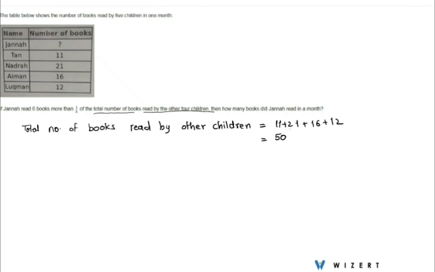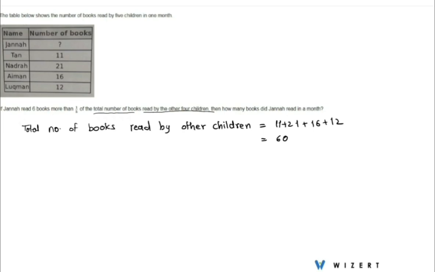No, this is 21, right? So this is 60. This is 2 plus 1, 3 plus 2, 5 plus carry 1 will be 6. So the answer is 60. So the total number of books read by all the other children is 60.